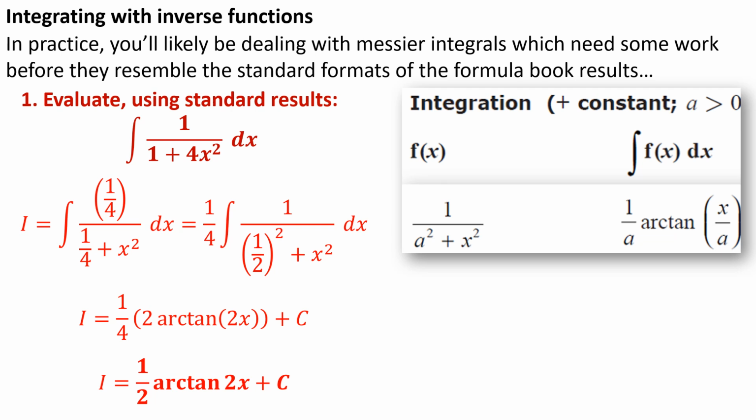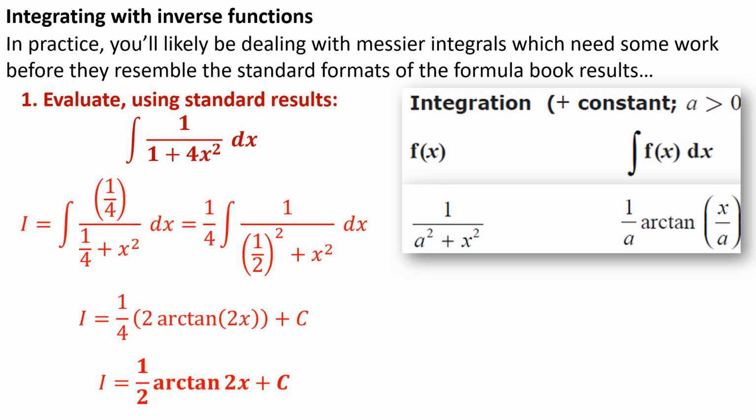a half arctan 2x. If you wanted to, you could try differentiating this to prove that it went back to 1 over 1 plus 4x squared, but you might find that you've got a bit more rearranging and simplifying to do, or it might be that it turns itself into the format that we've got written there straight away.